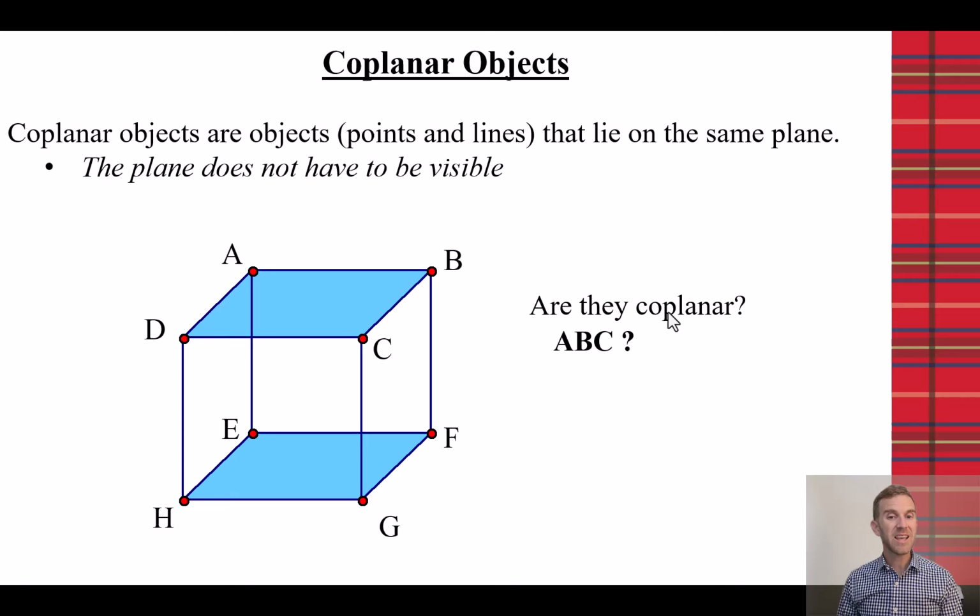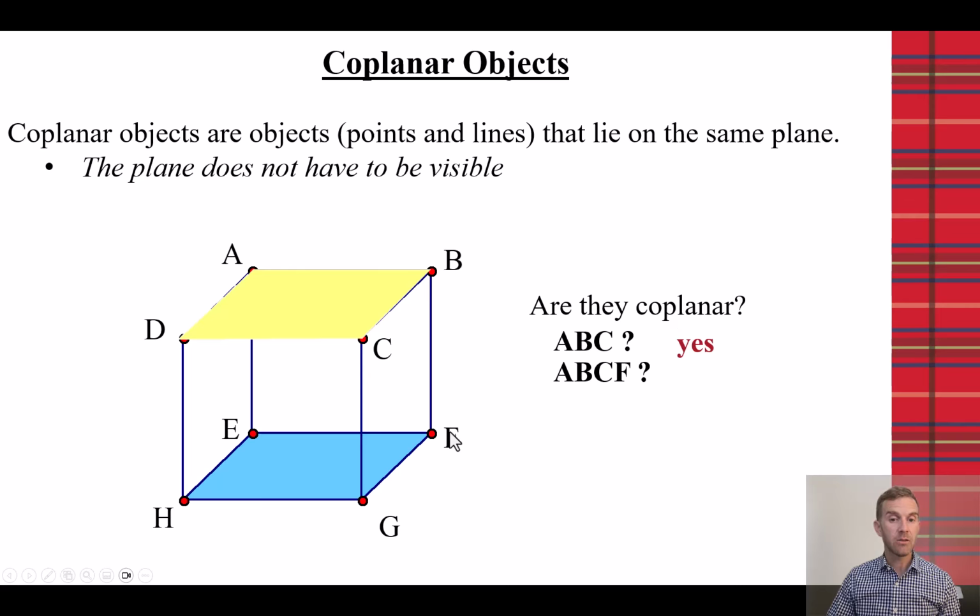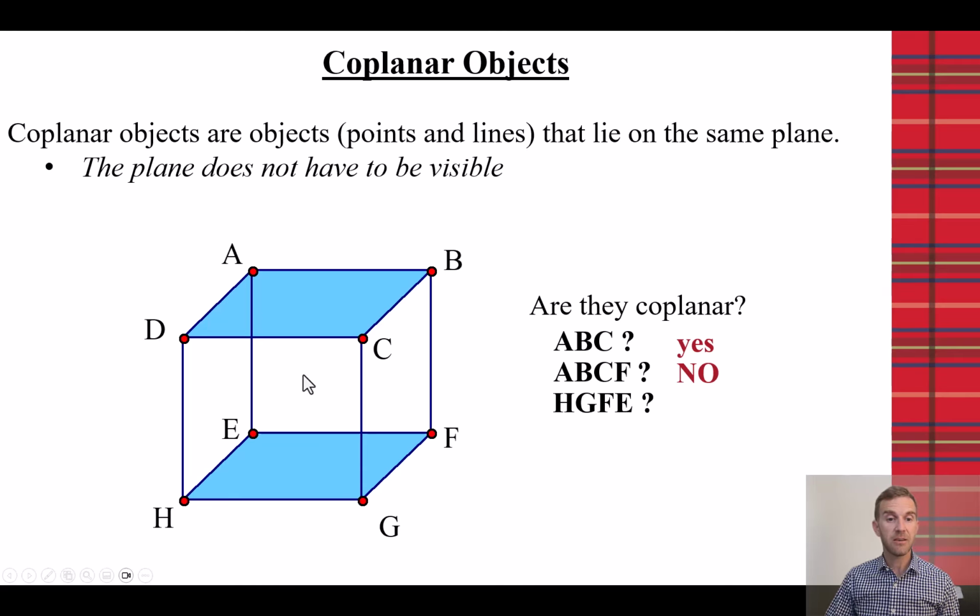If we looked at points A, B, and C, we see those 3 points fall on that top face of my cube here, and we think about it going in both directions, length and width, forever, and it would include those 3 points, so we'd say yes, that is coplanar. If we said A, B, C, F, however, F is down here. It is not on this face or on that plane, so that would be no, they are not coplanar. What about if we said H, G, F, E? In this case, we're talking about these 4 points that represent the bottom face of this cube, and again, it would extend forever, and all 4 of those would fall on that face.